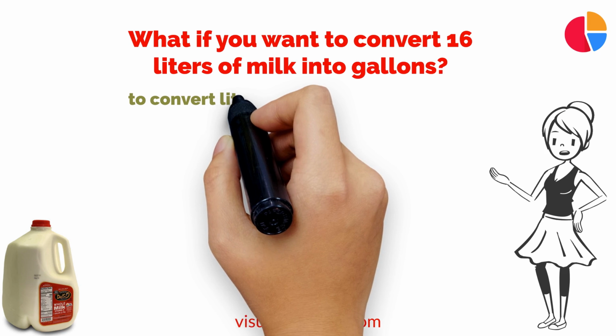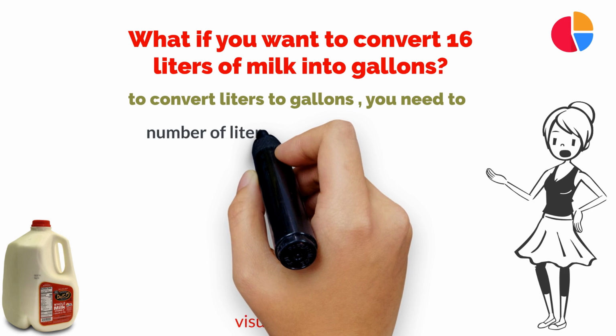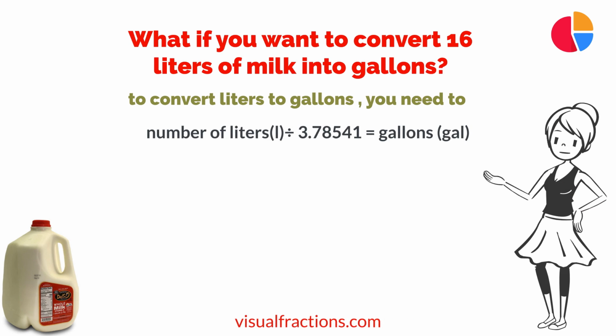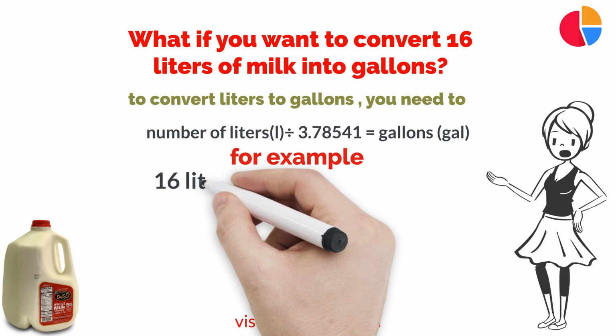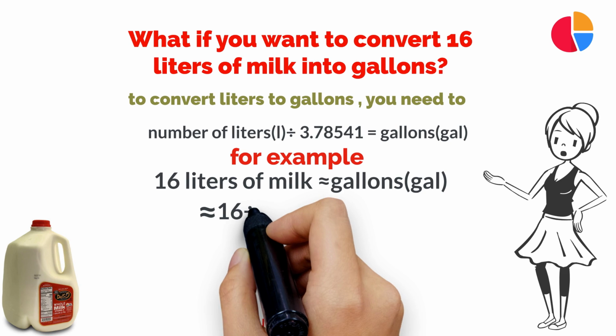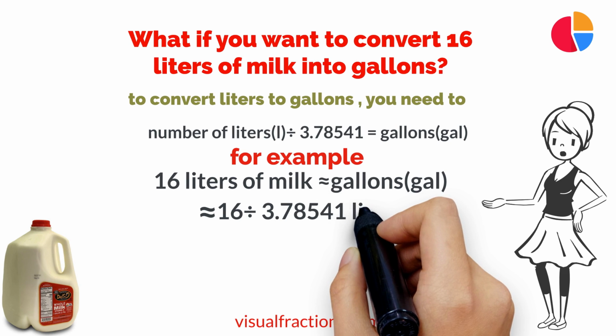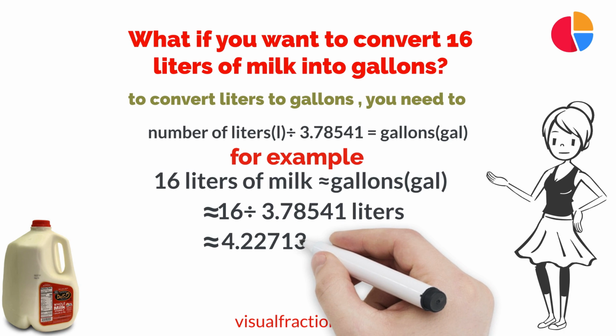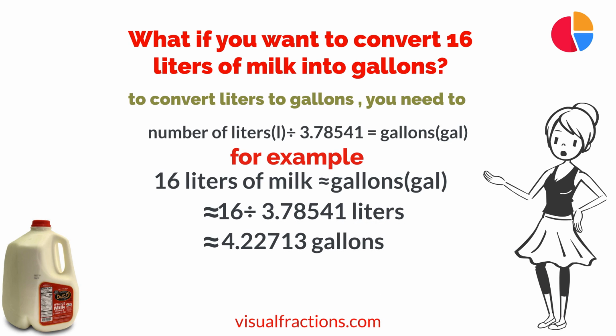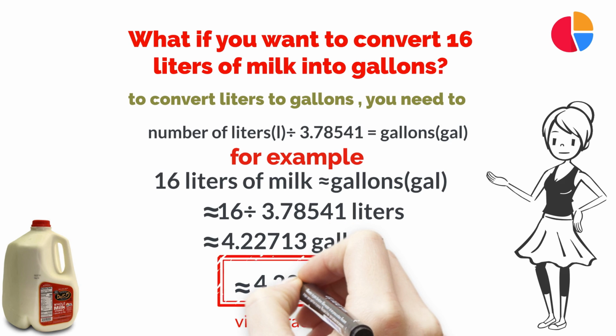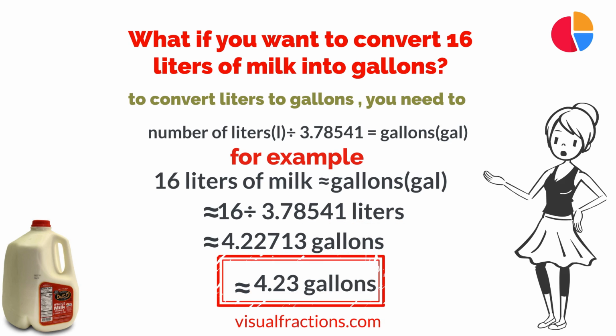Easy. To convert liters to gallons, divide the number of liters by the conversion factor of 3.78541. Suppose you have 16 liters of milk. Dividing by 3.78541 gives approximately 4.22713 gallons. Remember to round to the nearest hundredth, so your final answer is approximately 4.23 gallons.